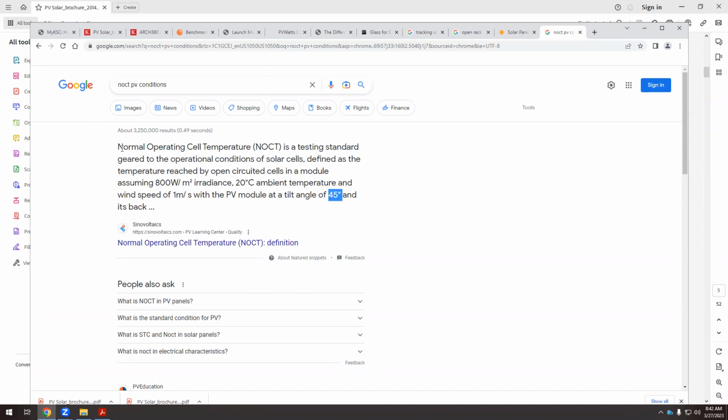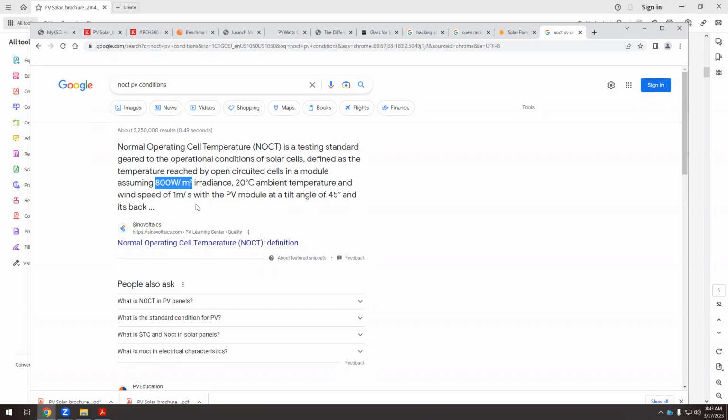So those conditions are more realistic than the standard test conditions. 800 watts per square meter can be the solar irradiance that we have on a day like today. No clouds, but it's not a perfect day. We can have some pollution, or some water vapor in the atmosphere. So 800 watts per square meter is something that we have on the Earth's surface.